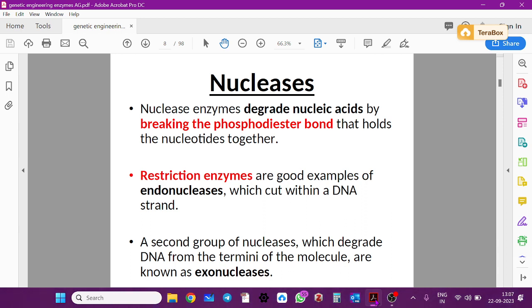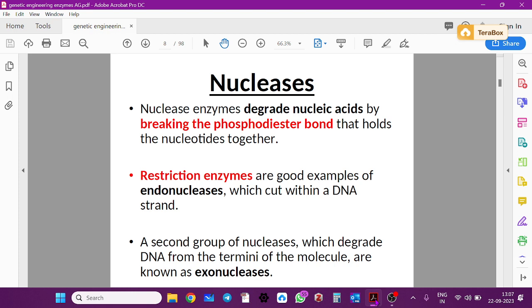Then the question comes that if EcoR1 digests all DNA at GAATTC, why does it not cut its own DNA? That also has got EcoR1 sites. There are also GAATTC sites. That is the question. Why does it not do so? Because they have certain modifications. So there the EcoR1 sites are methylated, so it does not digest its own DNA.